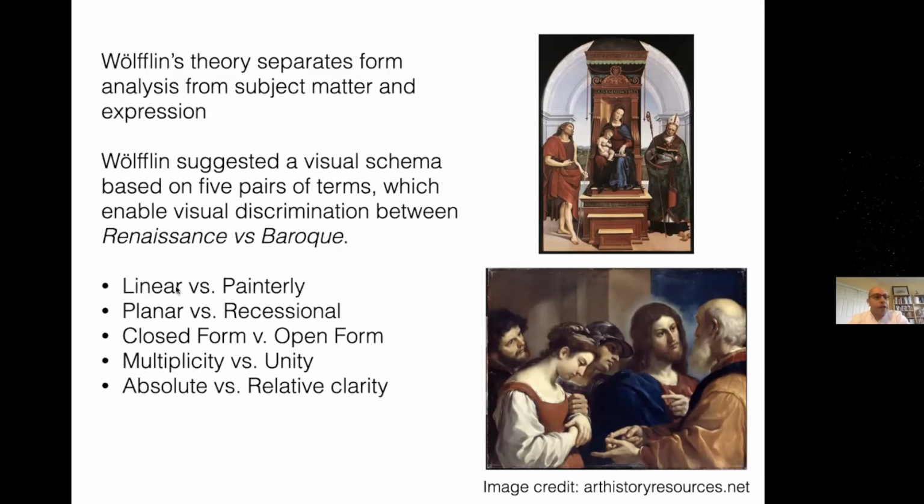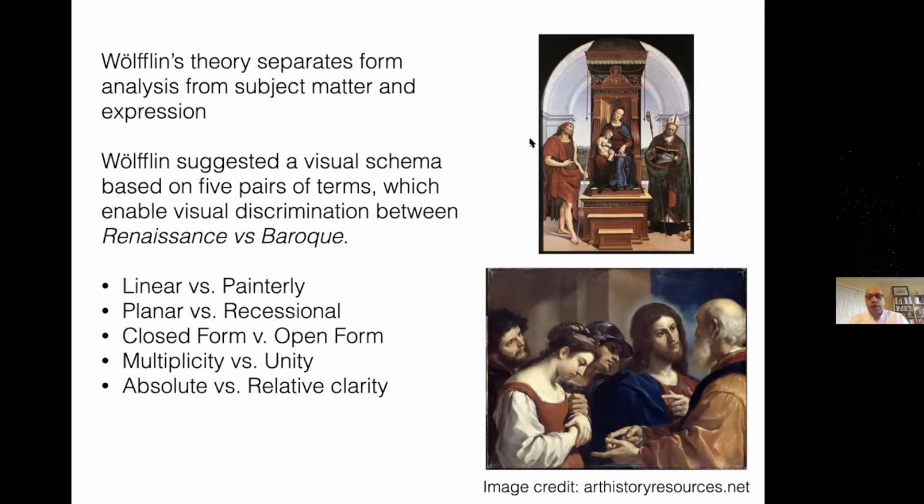For example, linear versus painterly. In Renaissance art, if you look at the contours, they are very sharp, while in Baroque, the contours are very fuzzy. That's linear versus painterly. In Renaissance, all the subjects are in one plane, while in Baroque, there is depth in the scene. So this is planar versus recessional. In Renaissance, everything seems to be within the canvas, while in Baroque, you see something like a cropped image from a bigger scene. This is called closed form versus open form.